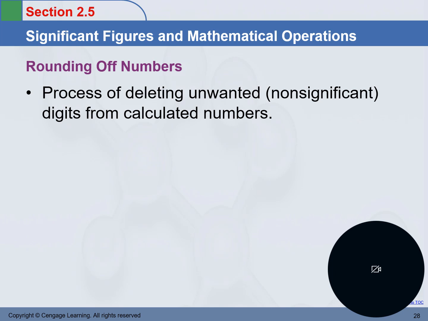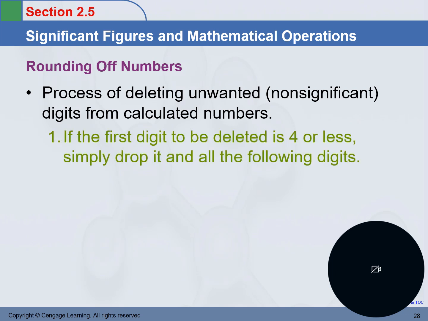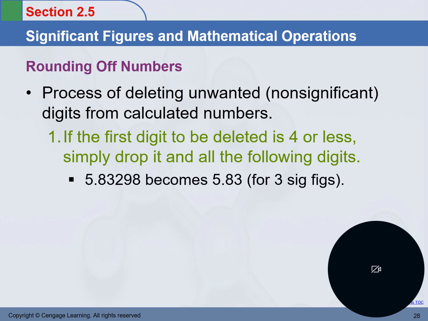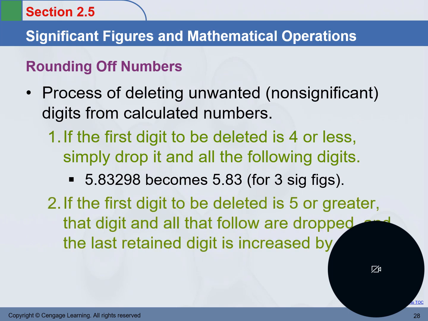Just some real quick rules for rounding. Rounding is the process of deleting unwanted or non-significant digits from a calculated answer. If the first digit to be deleted is 4 or less, simply drop it and all the digits following. So if you're going to round this to 3 significant figures, you look to the 4th one, see it's 2, and you drop 2, 9, and 8 because it's not big enough to make us round the 3 up to a 4. For rounding up, if the first digit to be deleted is 5 or greater, that digit and all the following are dropped, and the last retained digit is going to be increased by 1.